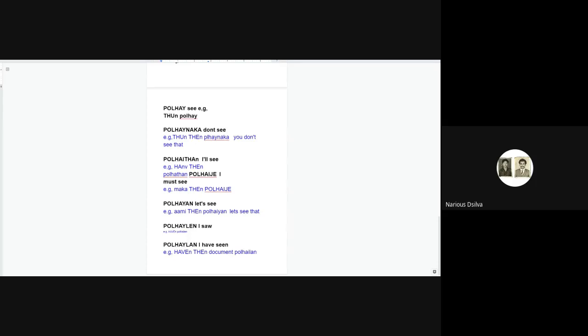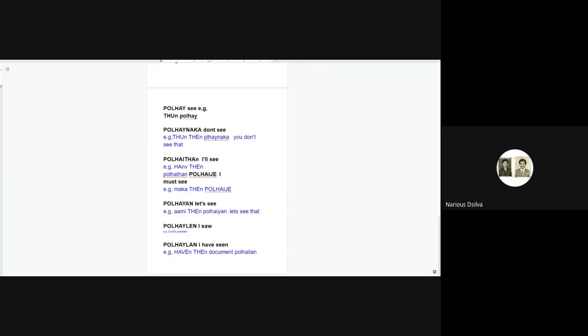We repeat that, pole, pole, means see, see. We might be inferring, see what he's up to. So, pole is see. Pole inaka is don't see. The pronunciation is pole, and pole inaka. It is the same word.